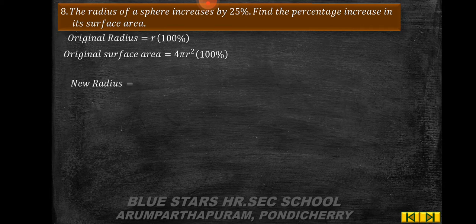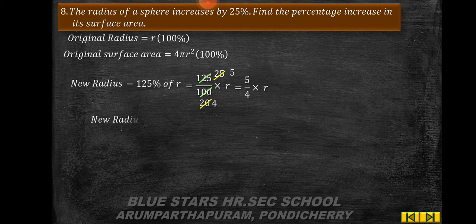New radius is equal to 125% of R, which is equal to 125 by 100 into R. 100 and 125 get cancelled. You get 25 by 20. Again 25 gets cancelled. You get 5 by 4, which is equal to 5 by 4 into R. So new radius is equal to 5R by 4.